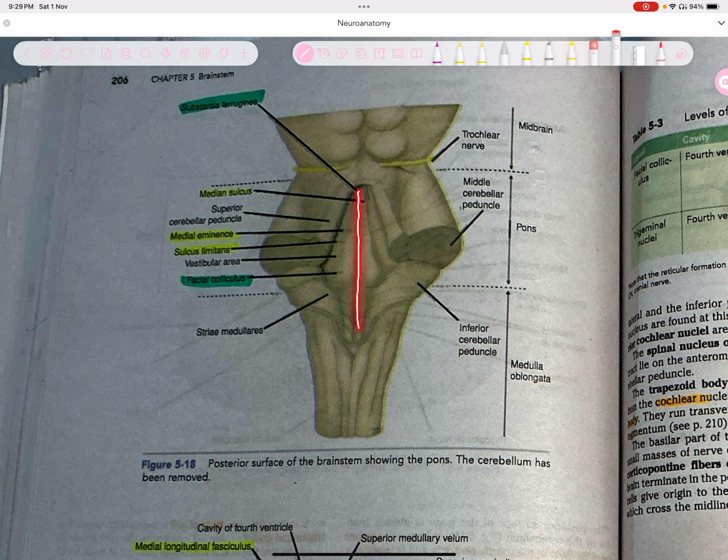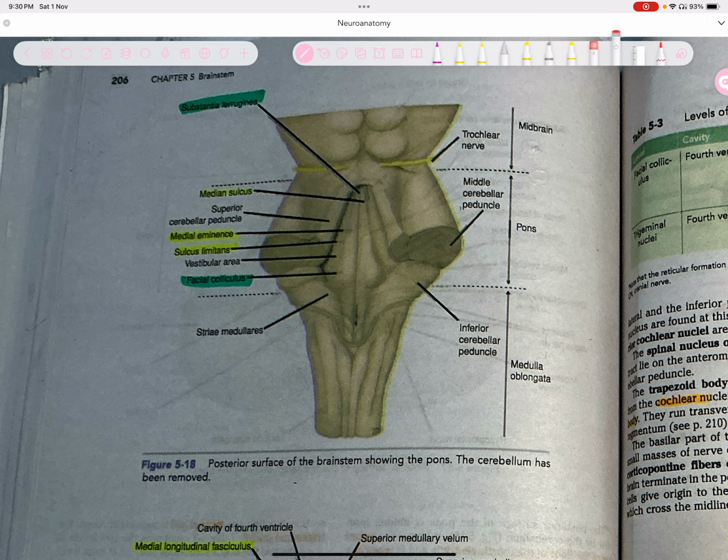Okay, now what you need to focus on here is, first of all, right in the center, this is the median sulcus. So just keep that in mind. After the median sulcus, right here, this is the medial eminence, and the line that is basically limiting your medial eminence is the sulcus limitans. So median sulcus, medial eminence, and then sulcus limitans. I hope that makes sense. First in the middle, median sulcus, then medial eminence, then sulcus limitans.